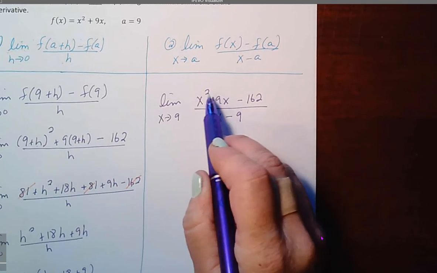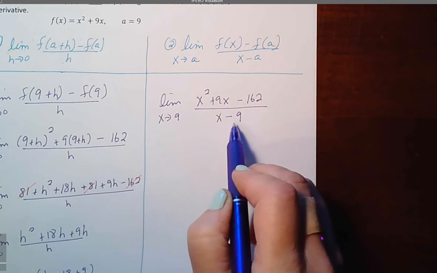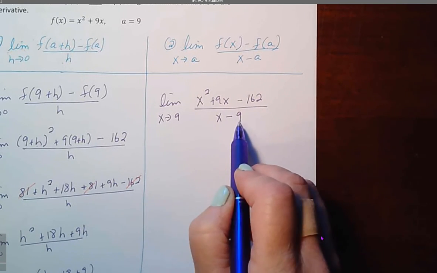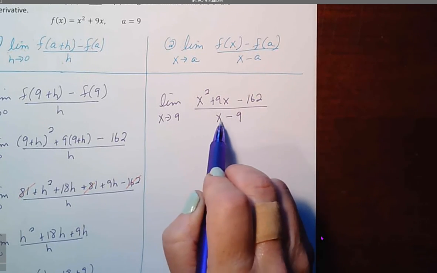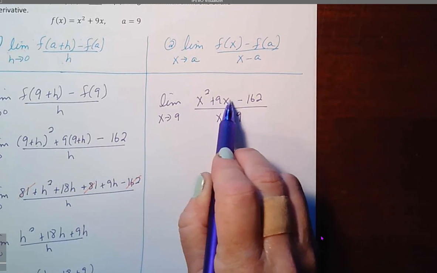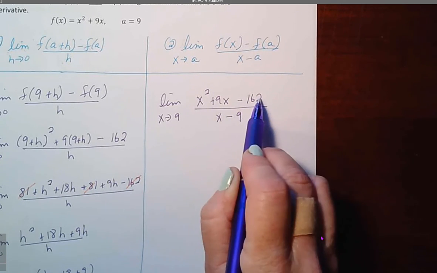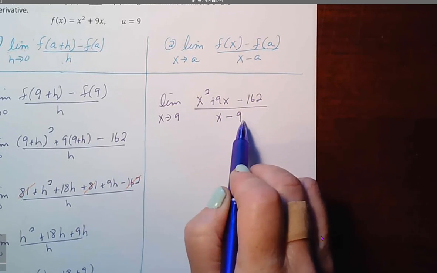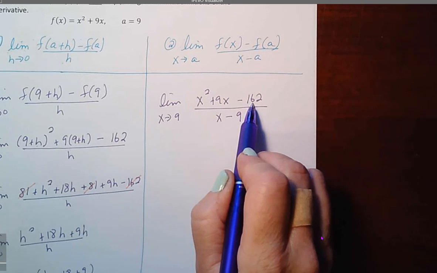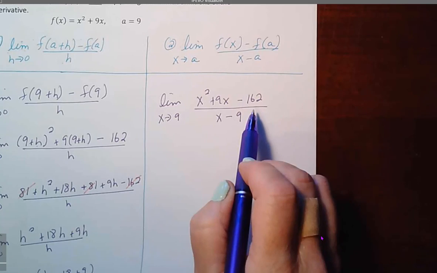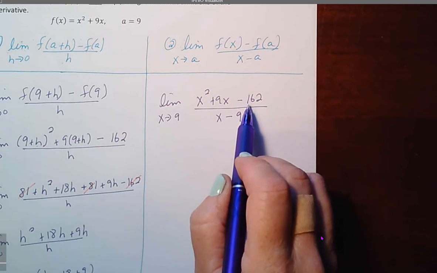Whenever you have a fraction like this, and you have a plain old binomial down here that's going to 0, chances are x minus 9 is one of the factors up here. So just figure out 9 times what is 162. Well, as it happens, 9 times 18 is 162.